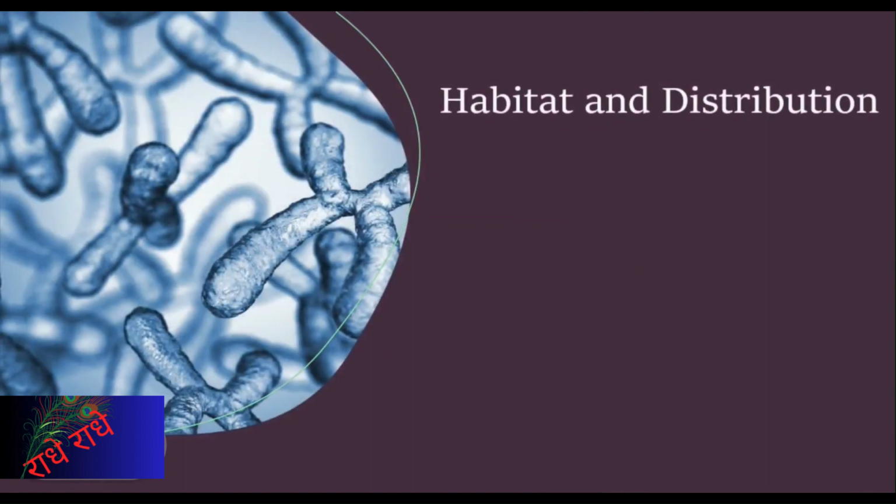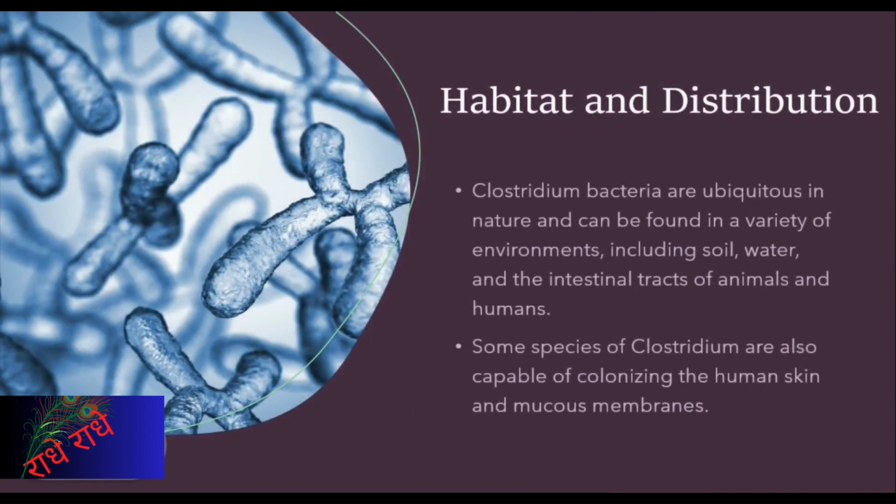Clostridium is a highly diverse genus of bacteria found in a variety of different habitats, such as soil, water, and the intestinal tracts of humans and animals. It is even capable of colonizing the human skin and mucous membranes. This species is incredibly adaptable, able to survive in extreme environments, like highly acidic soils or areas with low oxygen levels. It truly can be found in almost any environment.